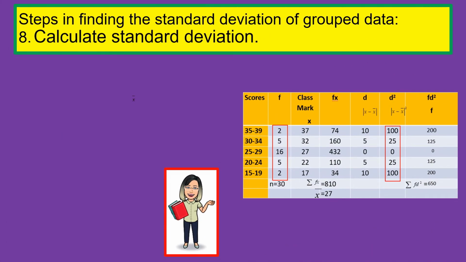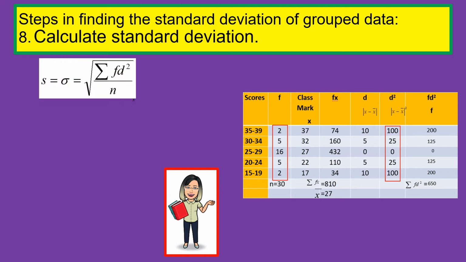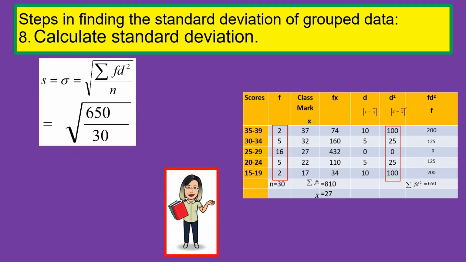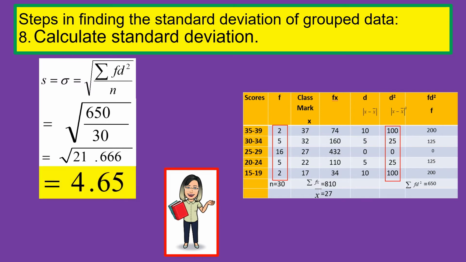So step number 8, calculate standard deviation. So we have S equals the square root of summation of FD squared over N. The square root of 650 divided by 30. 650 divided by 30 is 21.666. Then we extract the square root and the result is 4.65, or 4 and 65 hundredths.